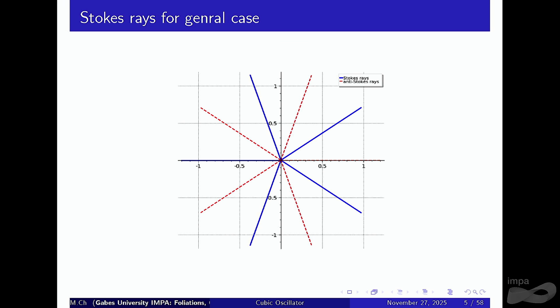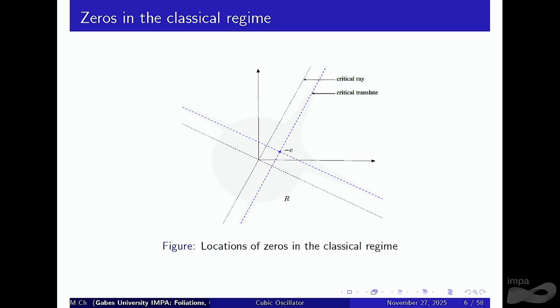So, this is an example of Stokes rays in the case of the cubic. In blue are the Stokes rays, and in dashed red are the anti-Stokes rays. At infinity, the zeros will accumulate near a translated ray of this red ray. And this is what we give: outside a disk of radius r, the zeros are accumulated in the translated critical ray in this way.